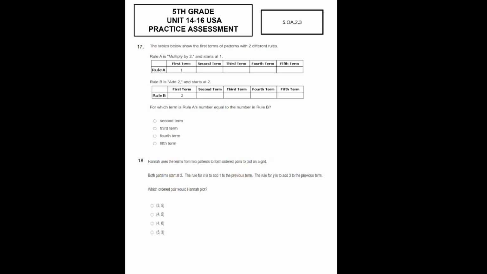All right, the next example says the table below shows the first terms of the patterns with 2 different rules. Rule A is multiply by 2 and starts at 1. Rule B is add 2 and starts at 2. They already made us a table, so I'm going to go ahead and use their table. If you didn't want to use their table, you could write Rule A and Rule B and go from here. 1, 2, and this is multiply by 2, and this is add 2.